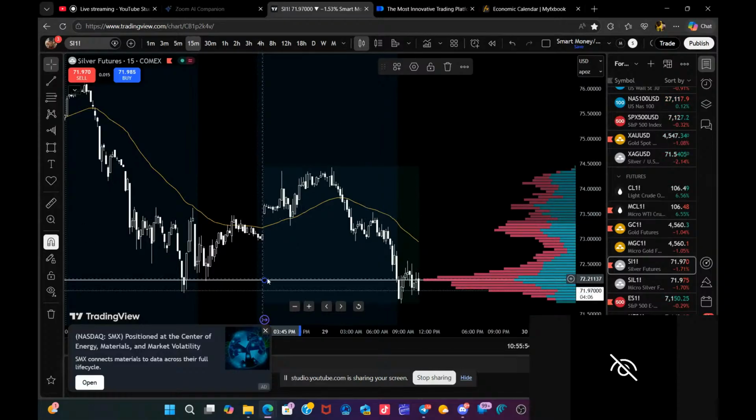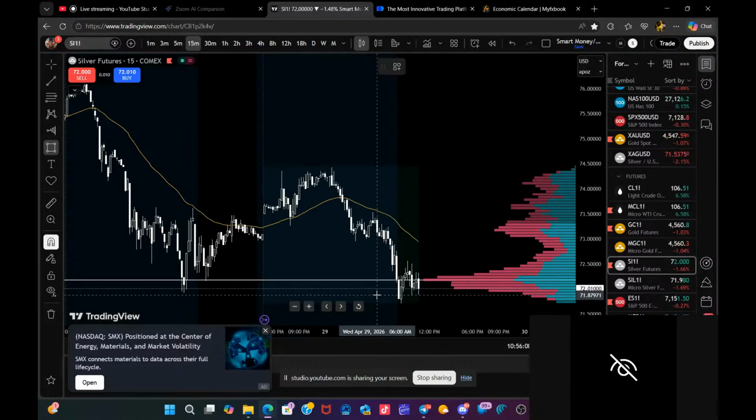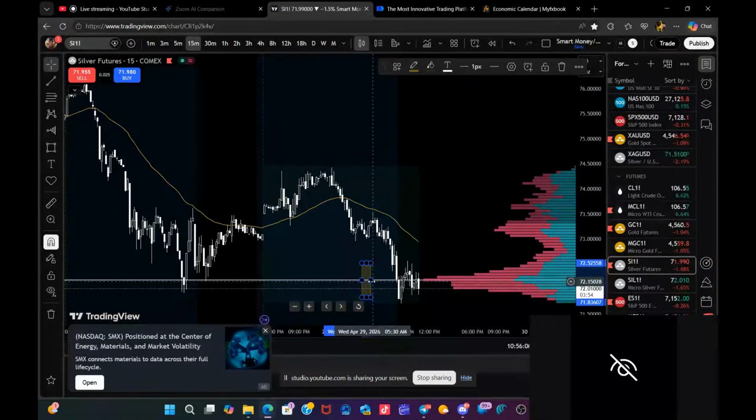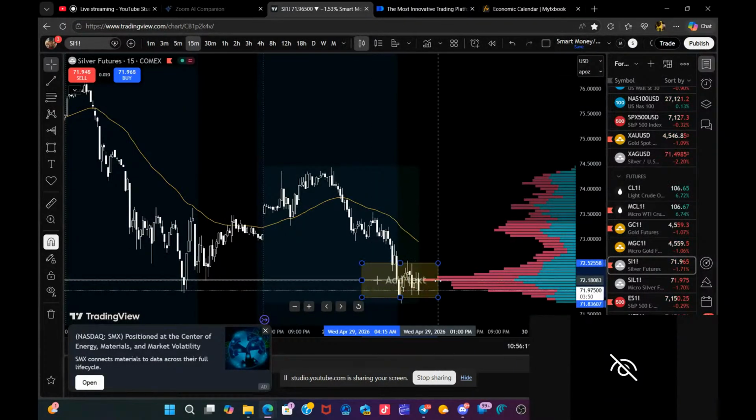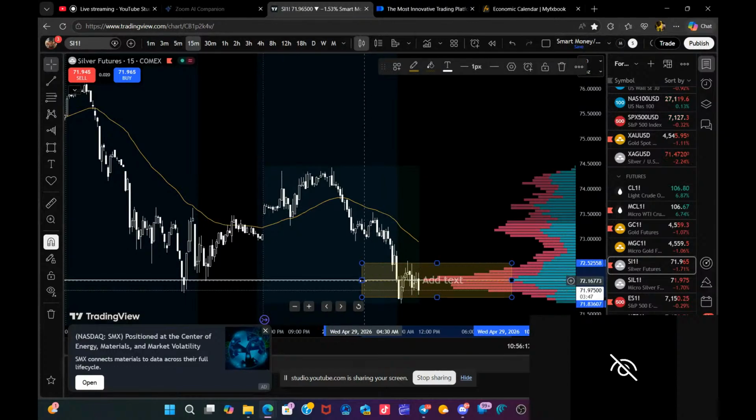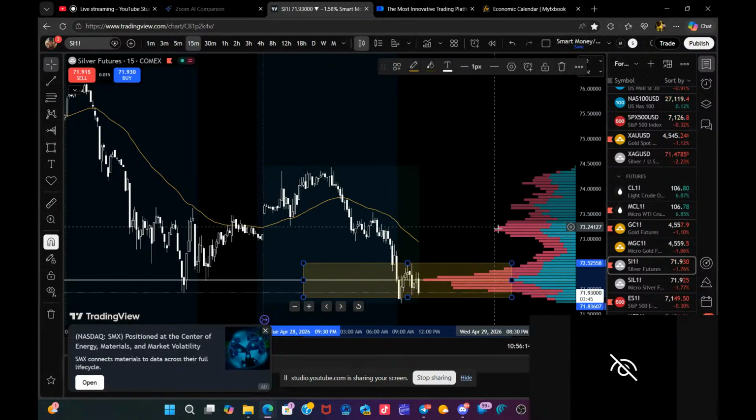See our point of control is here. Your point of control is always going to be your highest volume node. Wherever your point of control is, that's going to be your highest volume node. And look at that. Boom. If I stretch it, see that? Look at this high volume node here.